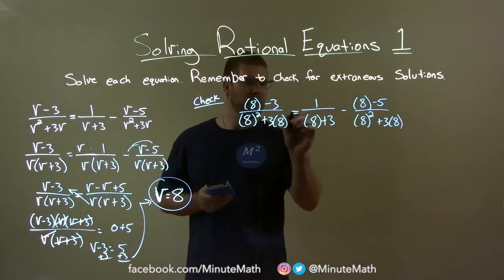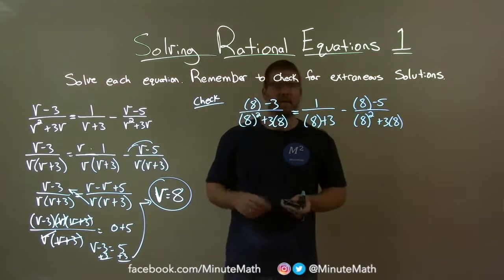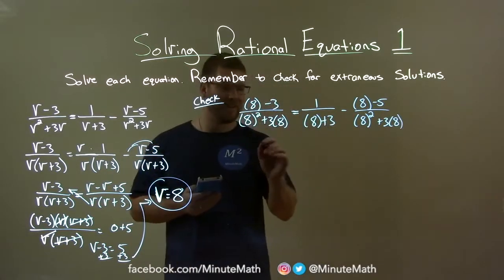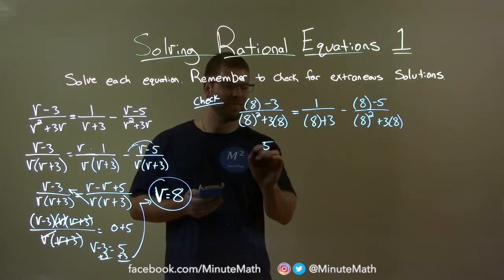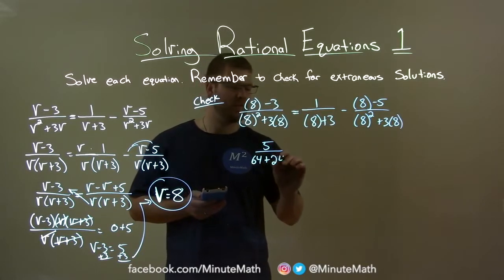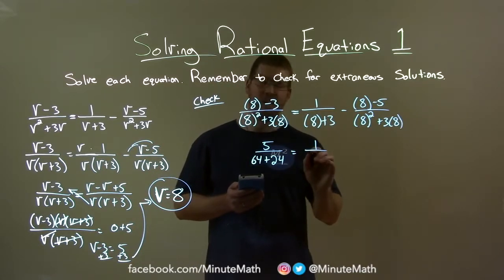Now we want to make sure the left and right hand side are equal, so we're going to keep them separate, simplify the left and right hand side individually, and see if they become the same answer. Well, 8 minus 3 is 5 here, right? And then 8 squared is 64, plus 3 times 8, which is 24. We have 1 over 8 plus 3, which is 11.